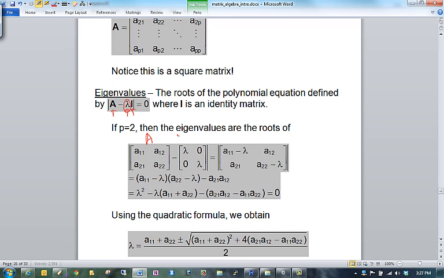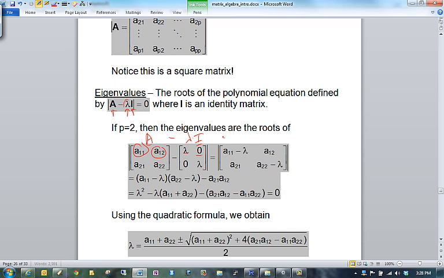Here's my matrix A. I subtract off lambda times my identity matrix. Of course, with an identity matrix, when I multiply by lambda, it essentially becomes a diagonal matrix with lambda on the diagonal. I do this subtraction, so I take A11 minus lambda, so I get A11 minus lambda. Take A12 minus 0, I get A12, and so on.